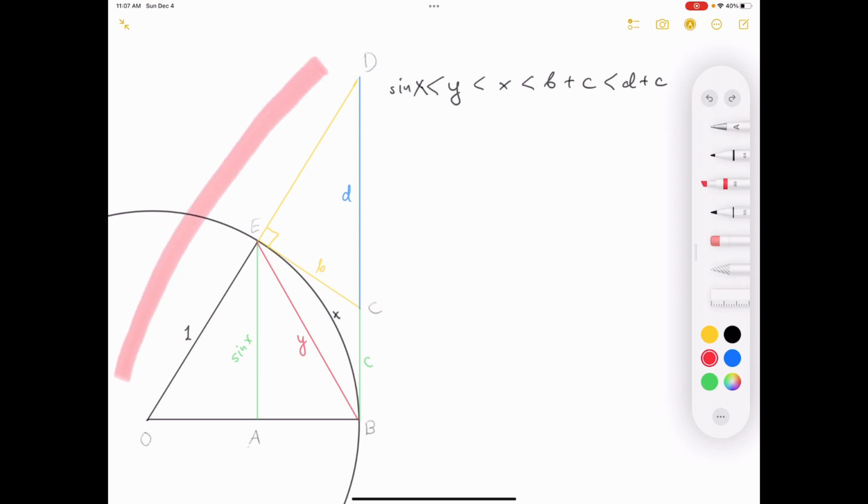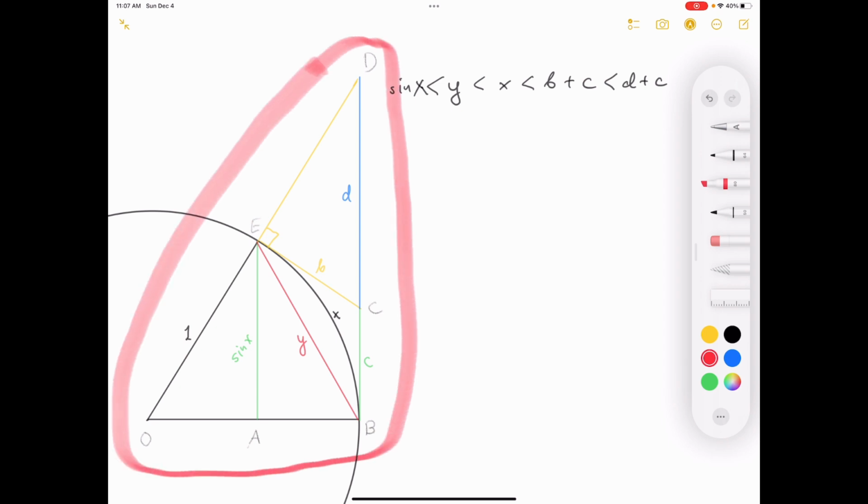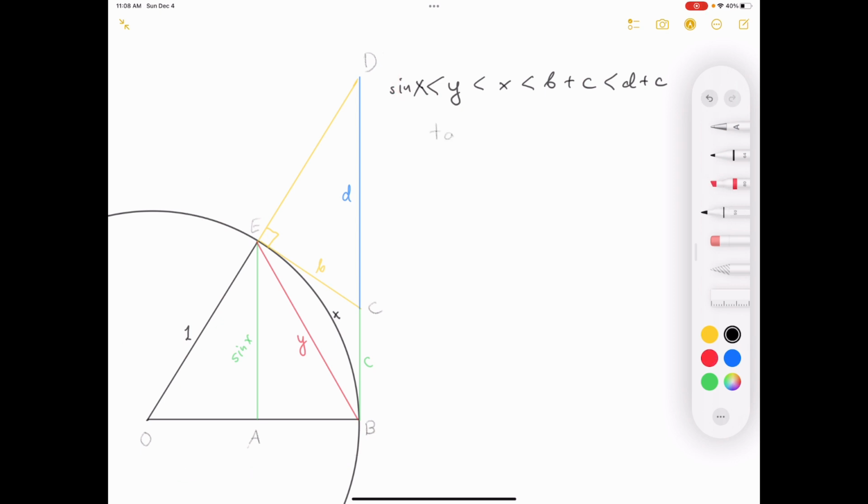Finally, let's look at the big triangle. And we see that this is also a right triangle. And in here, we see that we have an angle of measure x. So let's write down the tangent of this angle. The tangent of x is equal to d plus c divided by the length OB. But the length OB is just the radius of this unit circle, so it is equal to 1. So we have that this is d plus c. So this last term here is actually equal to tangent x.